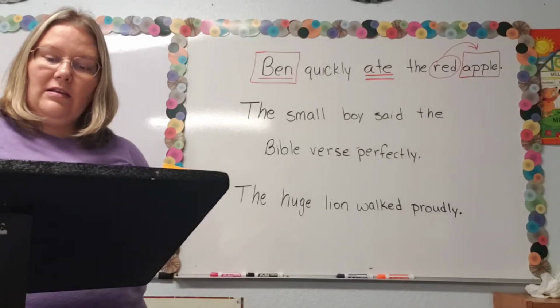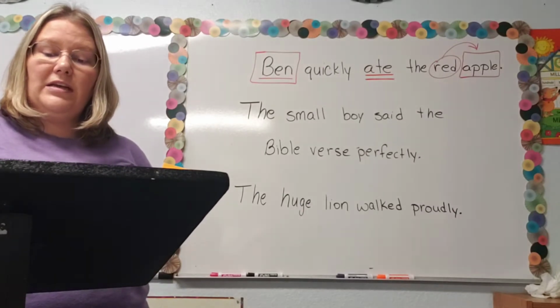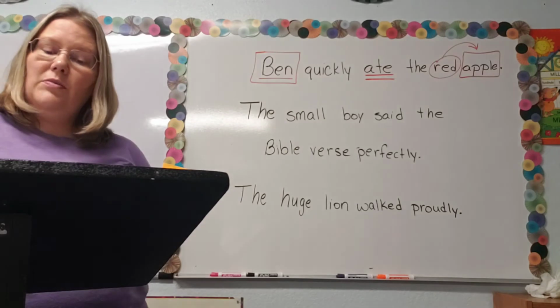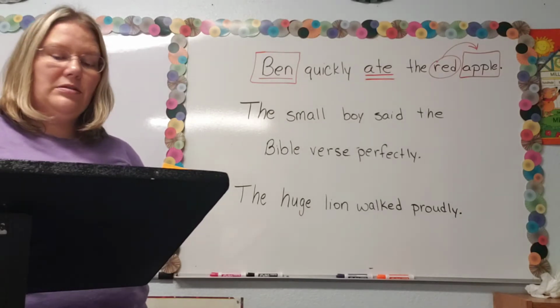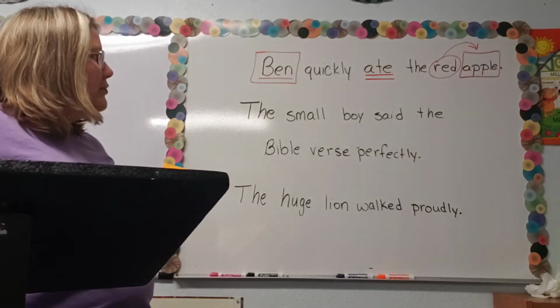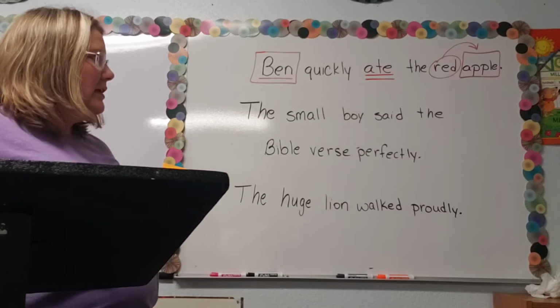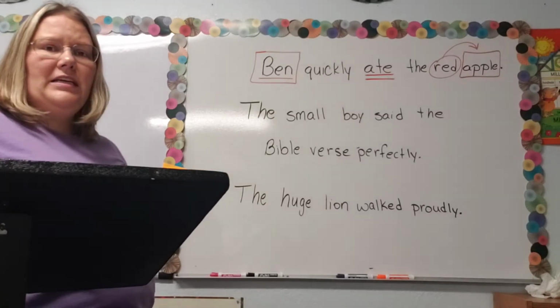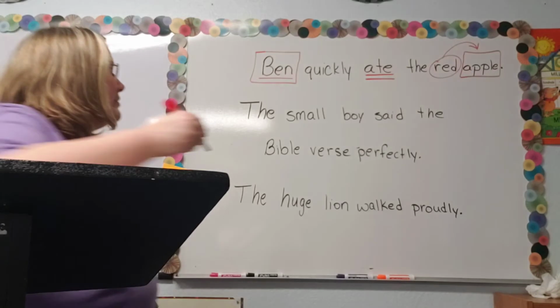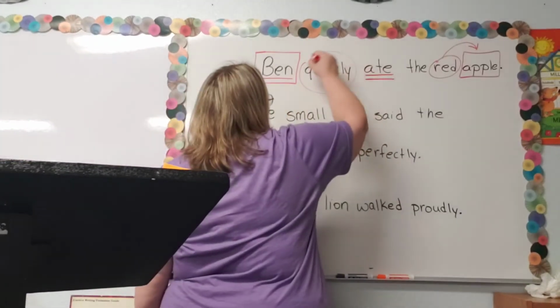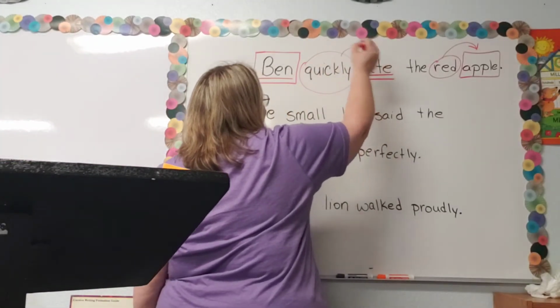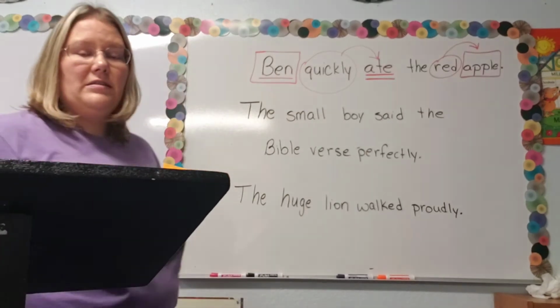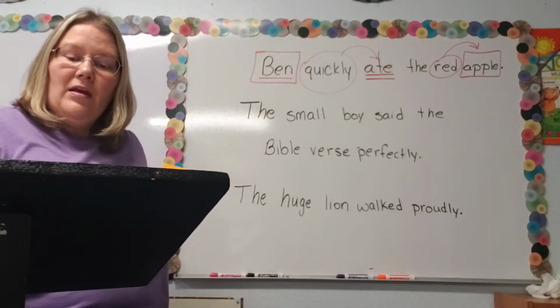B says look at the verbs, draw a circle around each adverb. Then draw a small arrow from the adverb to the verb it describes. Ben quickly ate the red apple. Okay, we ask ourselves, how did he eat? Quickly. So this would be our adverb, and we draw a line to the verb. Okay, that's the first sentence. So you got quite a lot of steps here.